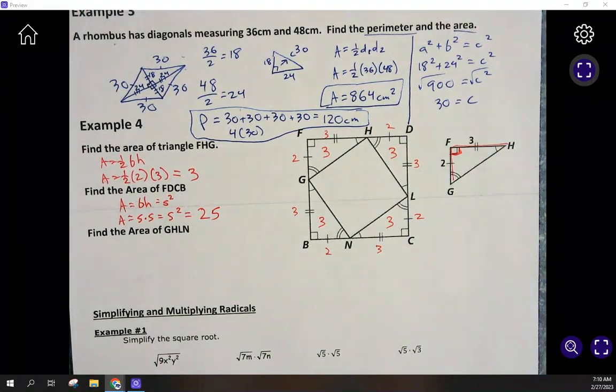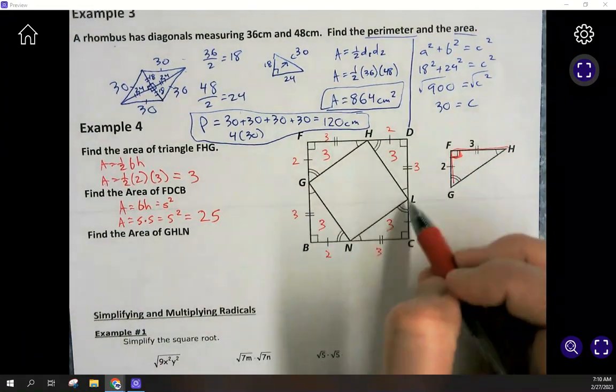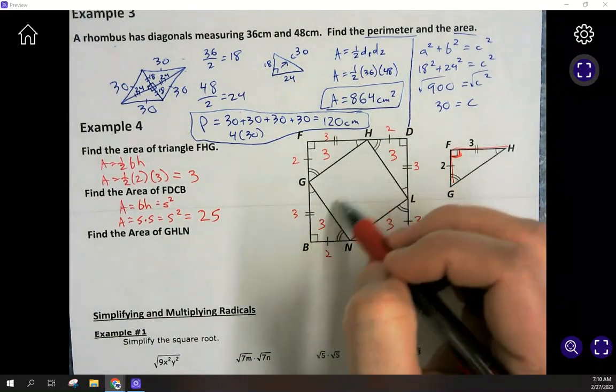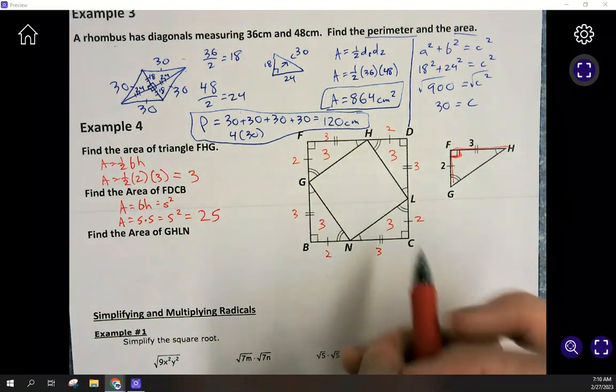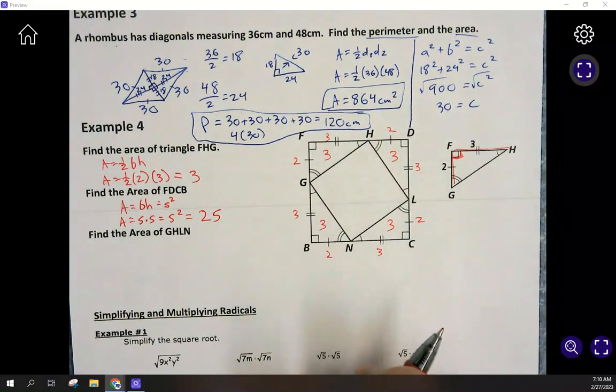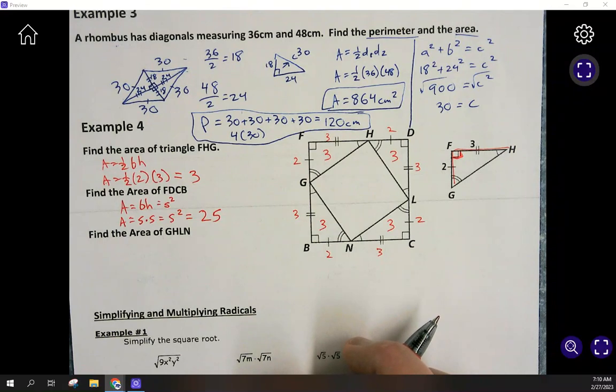Now find the area of GHLN. This is sitting sideways, rotated, what appears to be a square here on the inside. And I want to talk about two different ways that you could do this.